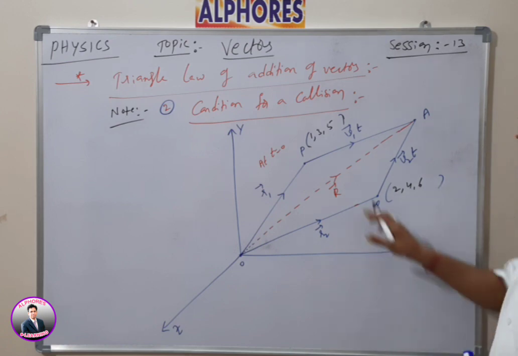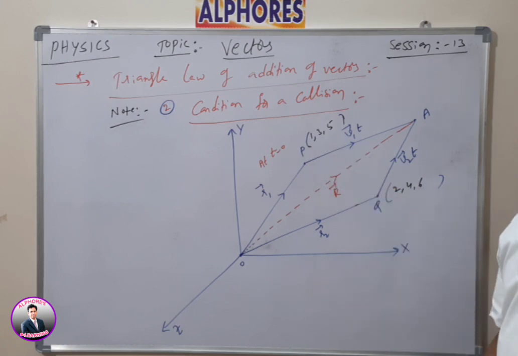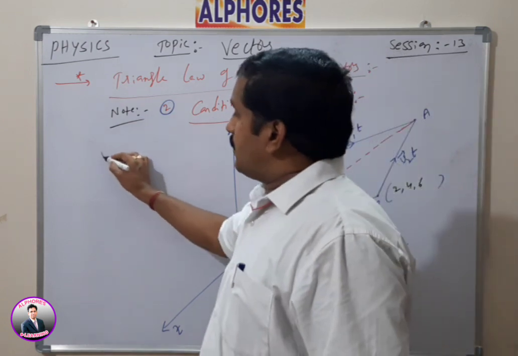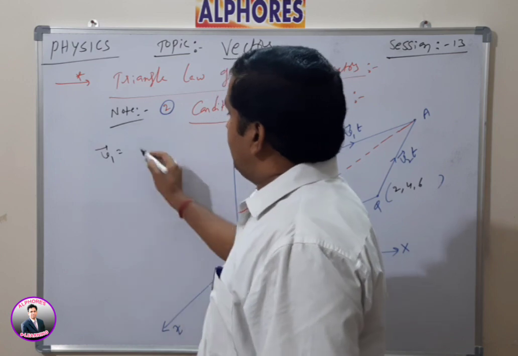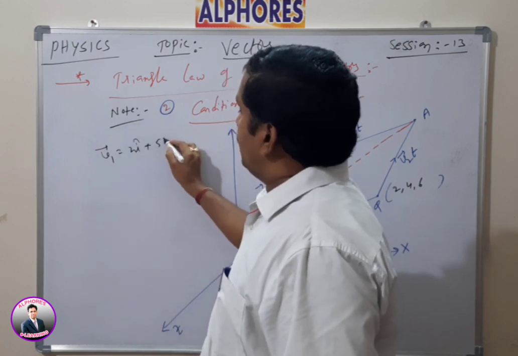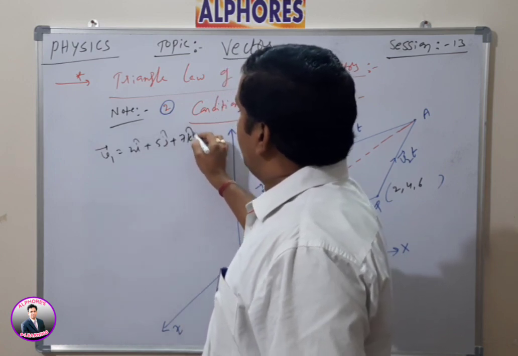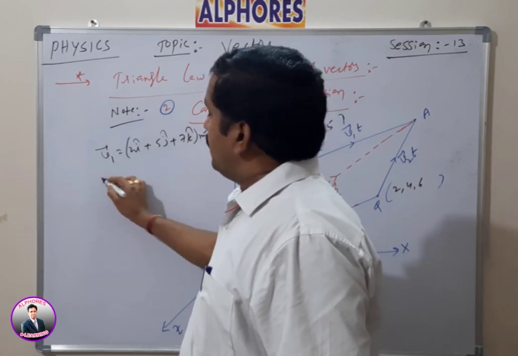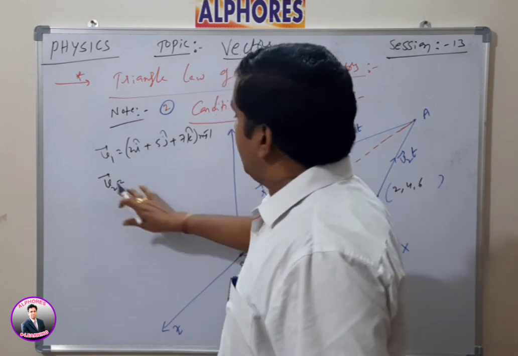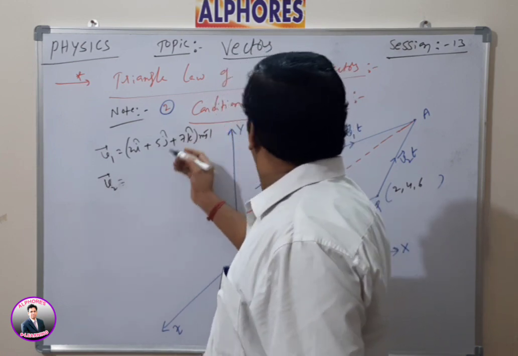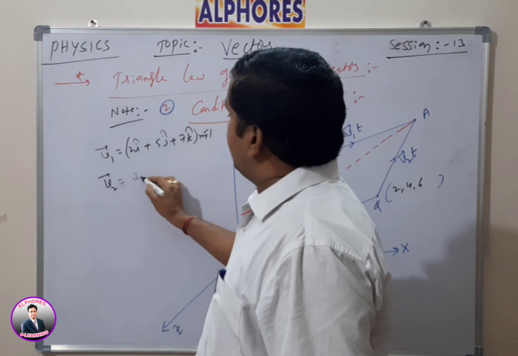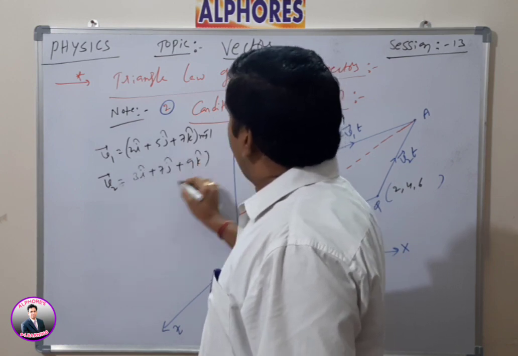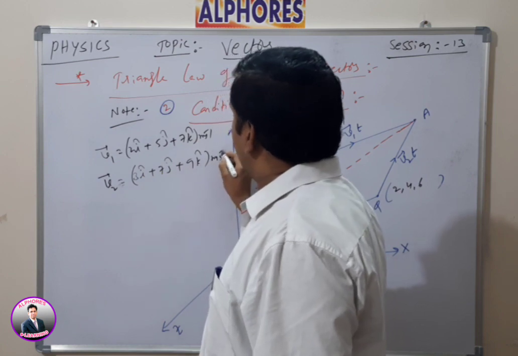Now, these are the two initial positions of the particles. The particles are moving with velocity vectors: v1 bar is equal to, let us say, 2i cap plus 5j cap plus 7k cap, in meters per second, and v2 bar, I have to give three-dimensional vectors here, is equal to 3i cap plus 7j cap plus 9k cap. So these are the velocities, in meters per second.